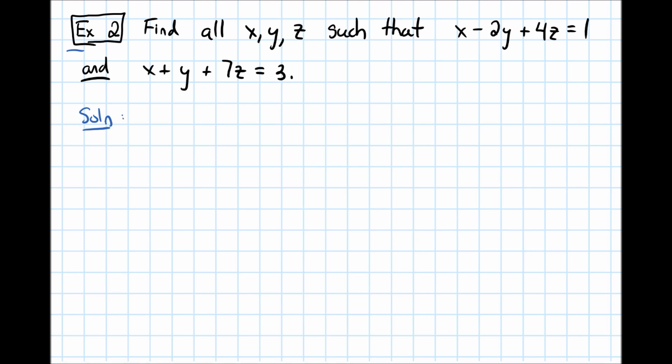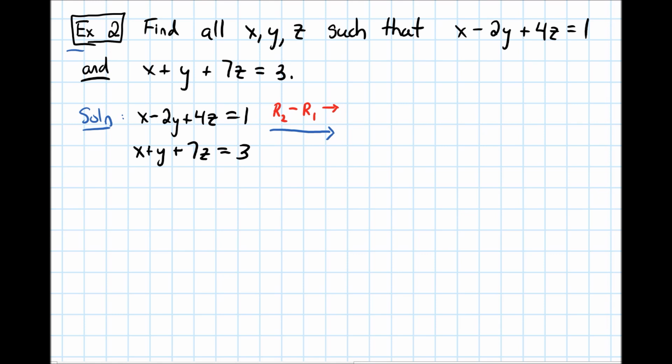So I'm going to begin by just writing down my 2 equations. x minus 2y plus 4z equals 1. So that was one of our equations. The other one was x plus y plus 7z equals 3. Okay, so I'm going to try our second method. I'm going to try to combine these equations in a way that lets me eliminate some of the variables. So how can I do that? I notice that both of these equations just have an x at the front. So if I subtract them from each other, the x should cancel. So maybe let me do the second equation, I'll call it R2, minus the first equation, R1.